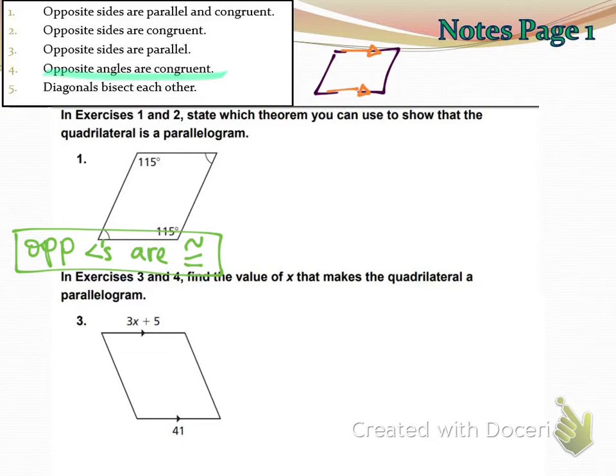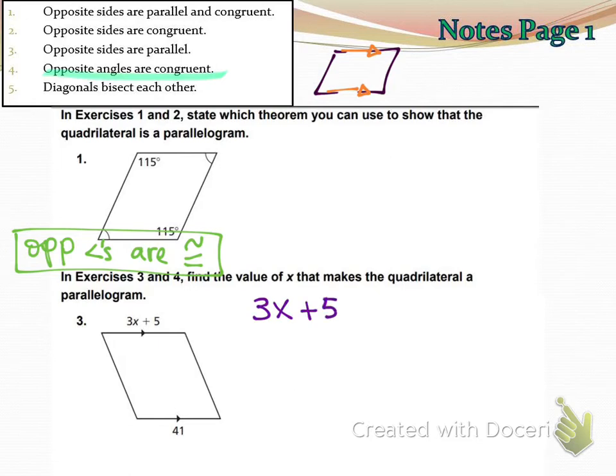Number 3, in exercises 3 and 4, find the value of x that makes the quadrilateral a parallelogram. I had a lot of questions about this on the quiz. It just is asking, if this were a parallelogram, what would x be? What would I do if this were a parallelogram? I would set them equal. So that's what we're going to do, we're going to set them equal.